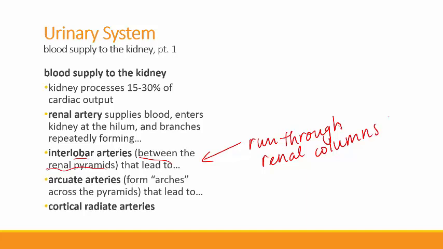The interlobar arteries lead to the arcuate arteries. So now at this point we are up in the renal cortex. They are the arcuate arteries because they arch across the top of where the renal pyramids are. From there, we'll see radiating off the arcuate arteries are the cortical radiate arteries, and these radiate up into or through the renal cortex.